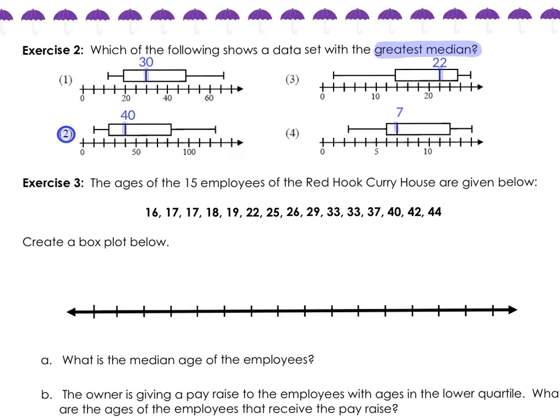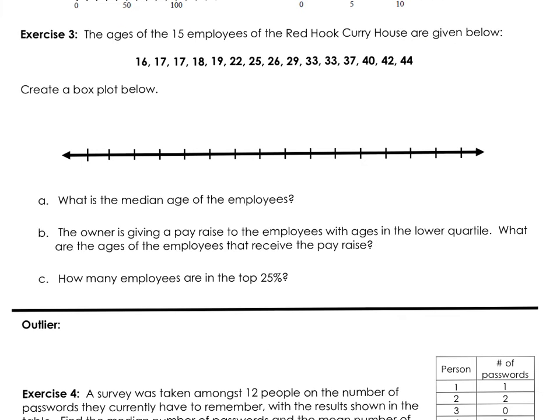Okay, the next exercise. Okay, so for this one, we have the ages of the 15 employees of the Red Hook Curry House are given below, and we have all this data. We want to create a box plot in the space below.